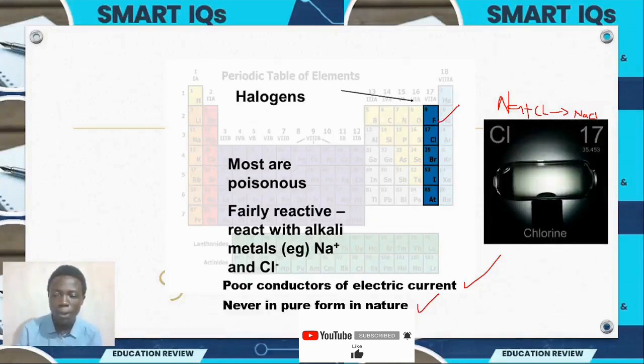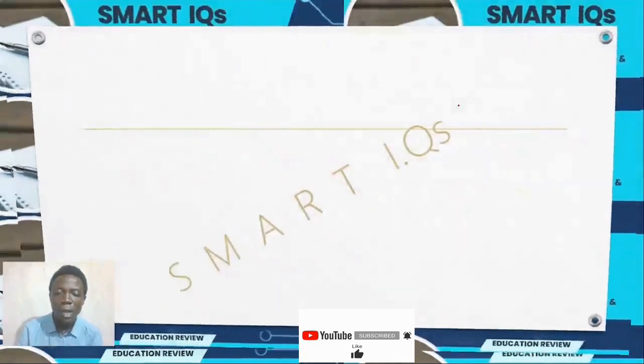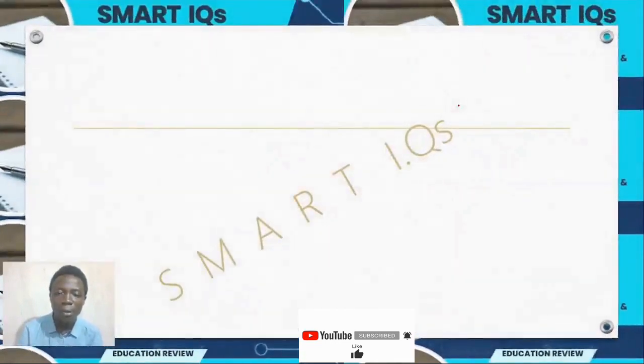So, chlorine, you can see that. That is a picture of chlorine. Are we together? Good. And before I move on, don't forget most of them exist in diatomic molecules. Chlorine exists in diatomic molecules. Okay. Are we together? Good.